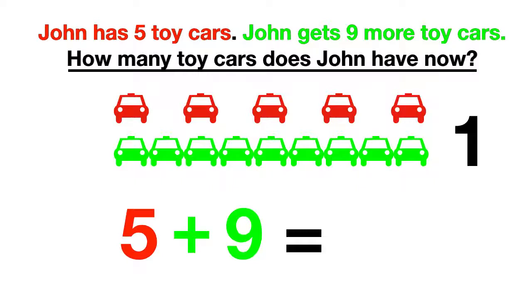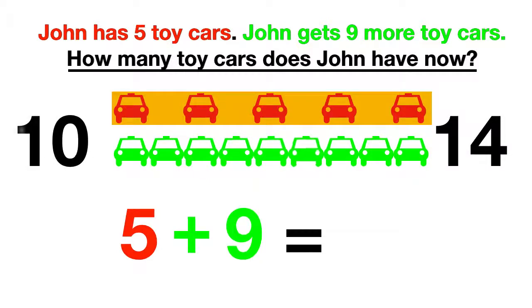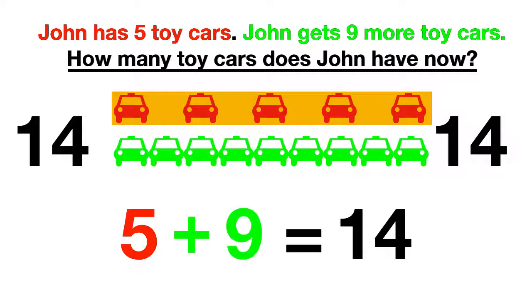Well, we can count 1, 2, 3, 4, 5, 6, 7, 8, 9, 10, 11, 12, 13, 14. You could also realize John started with 5 and count from there. 5, 6, 7, 8, 9, 10, 11, 12, 13, 14. No matter how you count, you find that John has 14 toy cars.